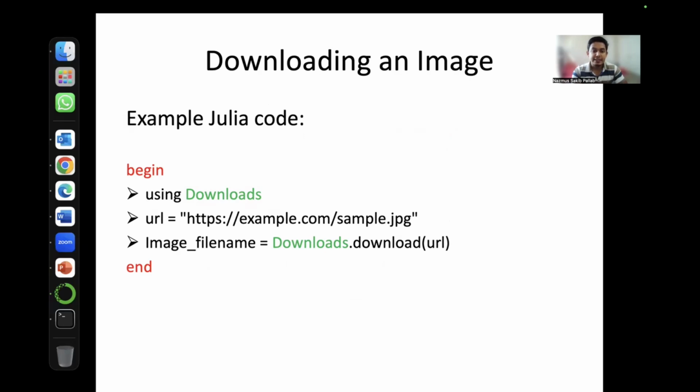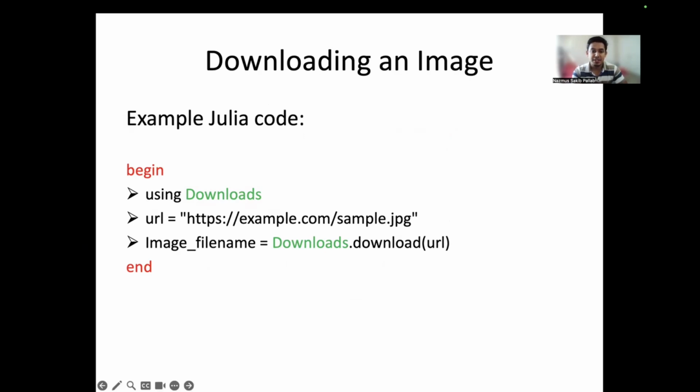In Julia, we can easily download an image from the internet using the download package. Here you can see an example code. We store the image URL in a variable which is named image file name and download it using this syntax.